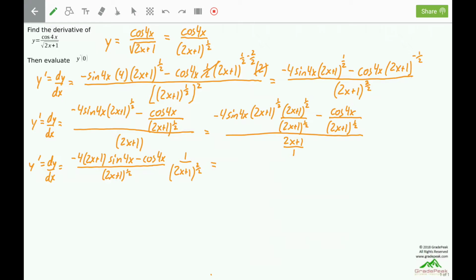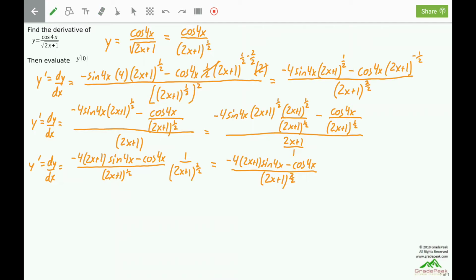Now multiplying the numerators, we will have all of this times just a 1, so it will all stay the same. And then multiplying the denominators, we will have 2x plus 1 to the 1/2, 2x plus 1 to the 2/2, and it will become 2x plus 1 to the 1 plus 2, or 3/2. So there's our derivative in its simplified form.